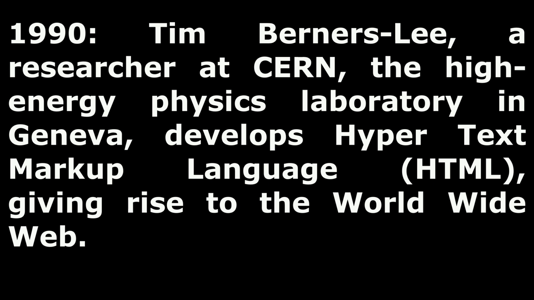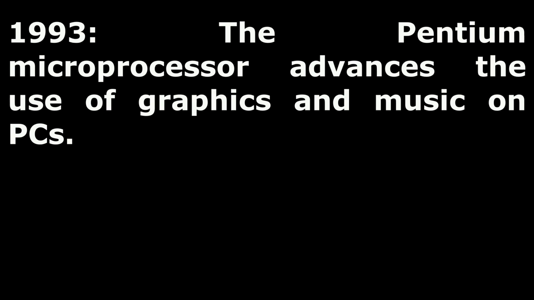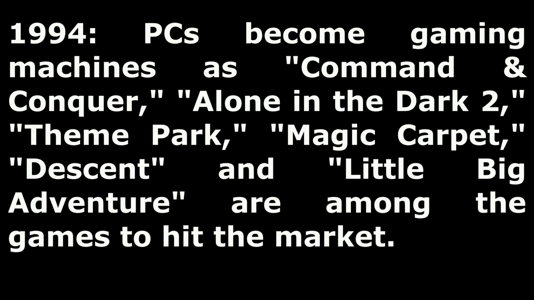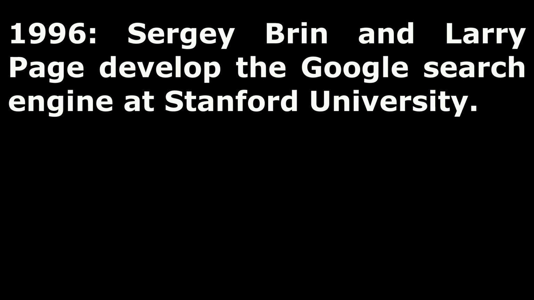1990, Tim Berners-Lee, a researcher at CERN, the high-energy physics laboratory in Geneva, develops hypertext markup language, HTML, giving rise to the World Wide Web. 1993, the Pentium microprocessor advances the use of graphics and music on PCs. 1994, PCs become gaming machines as Command & Conquer, Alone in the Dark 2, Theme Park, Magic Carpet, Descent, and Little Big Adventure are among the games to hit the market.